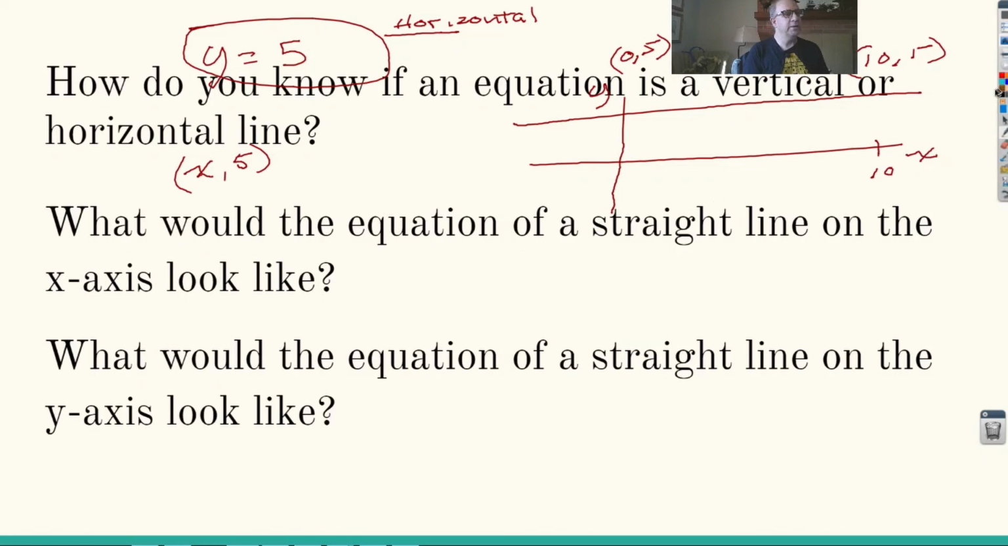If I did, let me do it in a different color, x equals 3, that means x is always 3 and y could change to be whatever it is. So x is always at 3 no matter what y is. So x could be 3, y would be 0. This is 5, so x could be 3, y would equal 5. Okay, so that's always the vertical line.